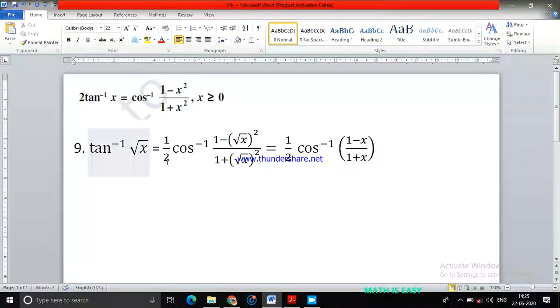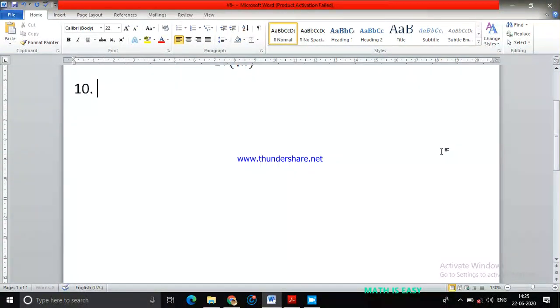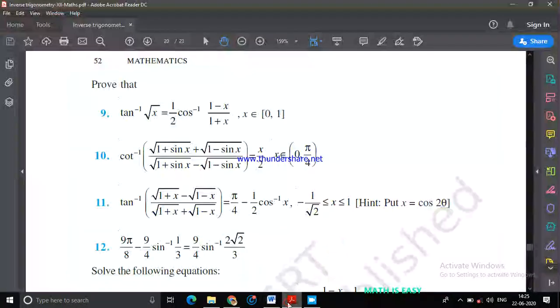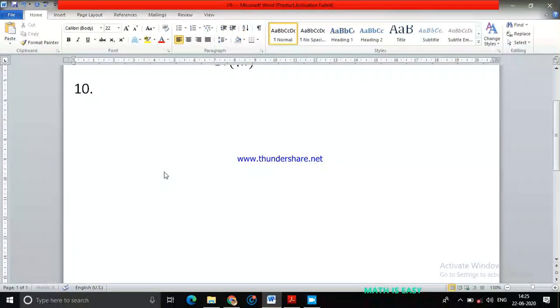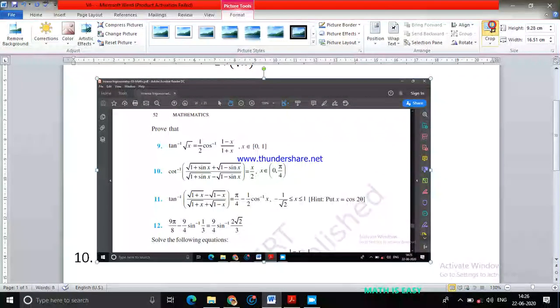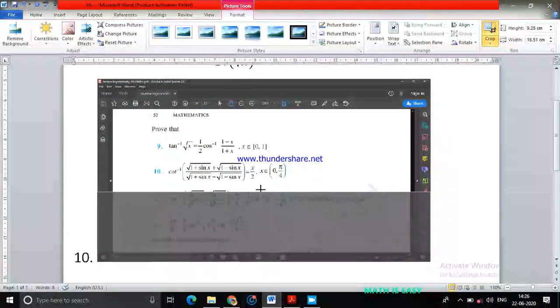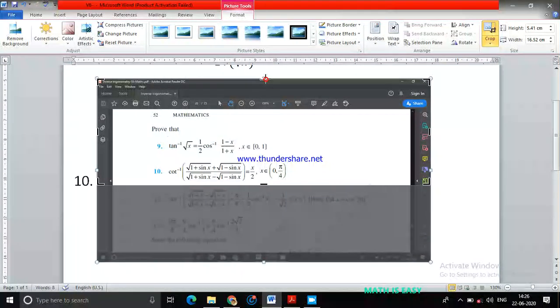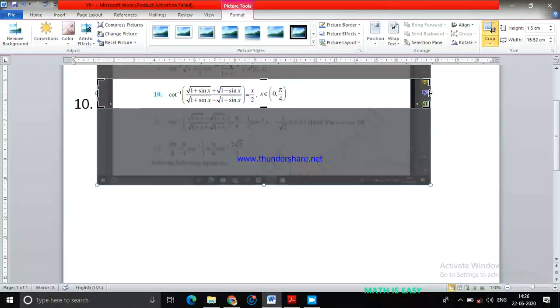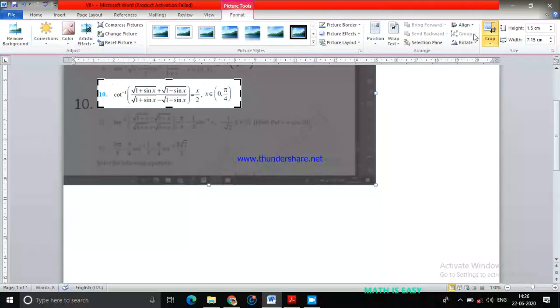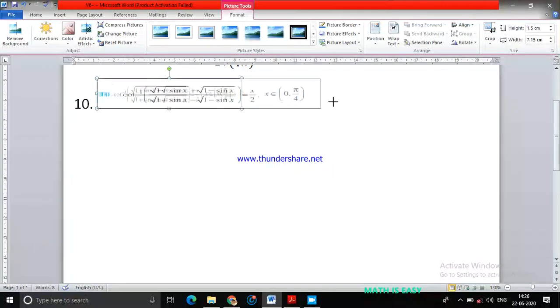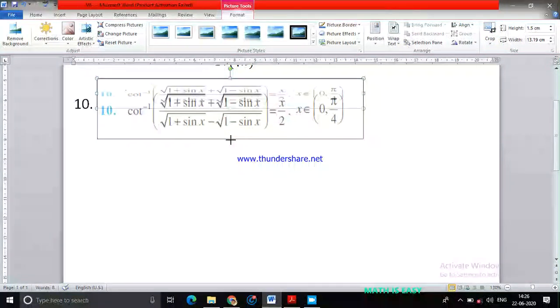Thanks. Now we'll move to question number 10. That will be a little bit lengthy question. What is the question given? Cot inverse. Let me copy the question there. Let me decrease the size. Yeah, this is the given question. You can read the question once.